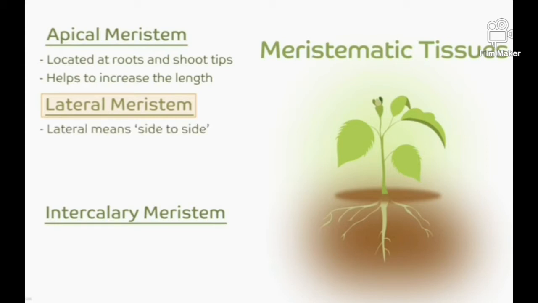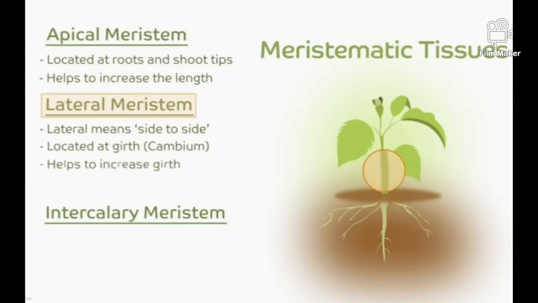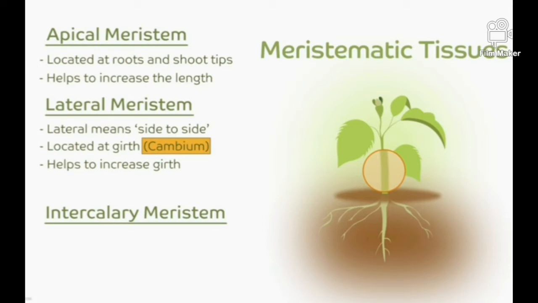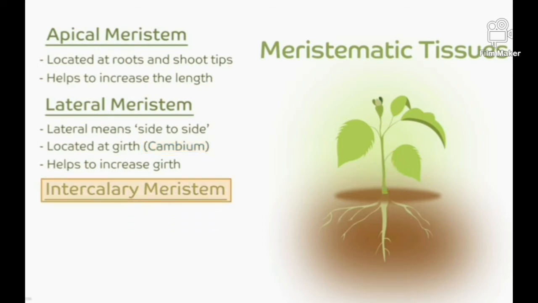Then what about the second one? Lateral meristem. Do you know where it is found in the plant body? The word lateral means side to side, and this means the girth of the plant. The lateral meristematic tissue divides and increases the girth of the plant. Students, apical increase the length and lateral increase the girth. This girth of the plant is also known as cambium of the plant.